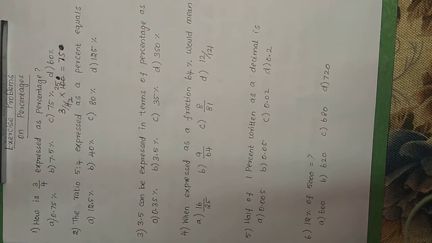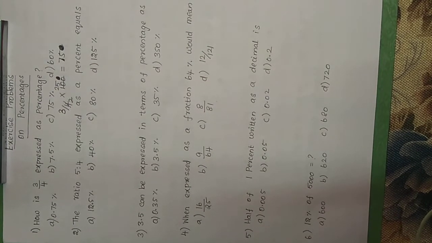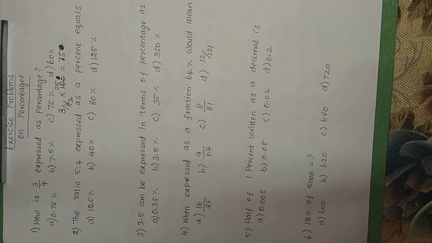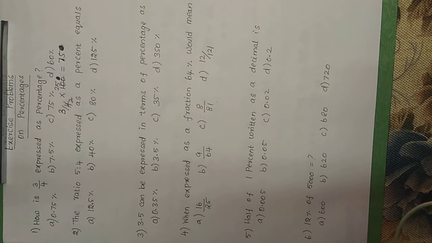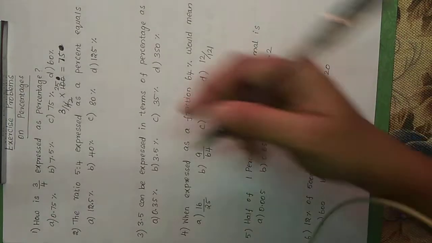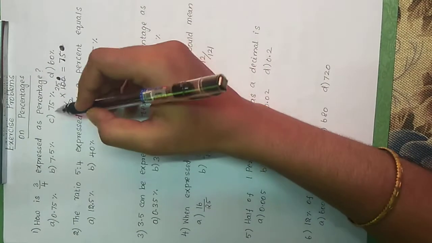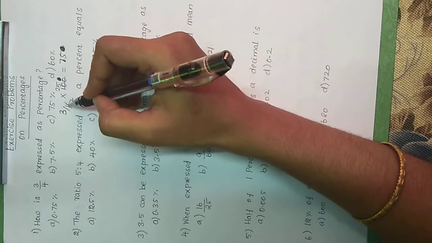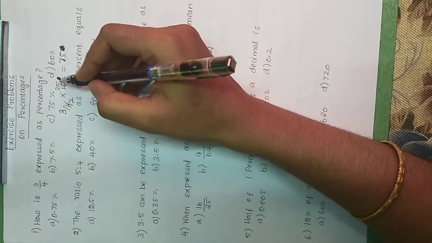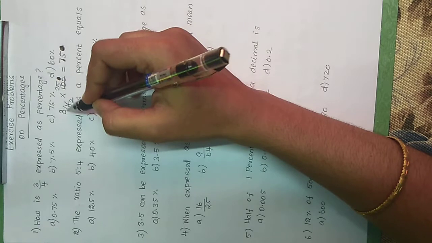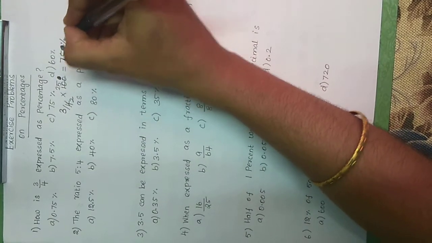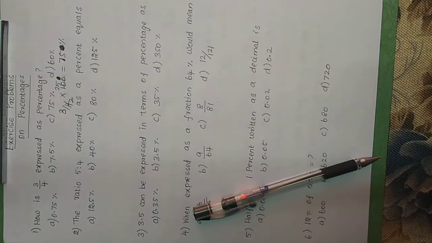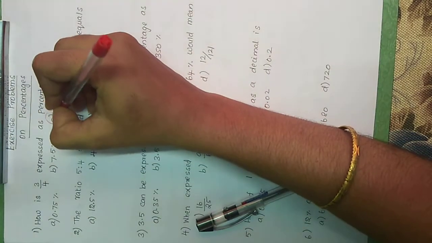Problem number 1. How is 3 by 4 expressed as a percentage? If we express 3 by 4 as a percentage, multiply 3 by 4 into 100. If we cancel 4 into 100, we get 25. So 25 into 3 is equal to 75. So the answer is 75 percentage.